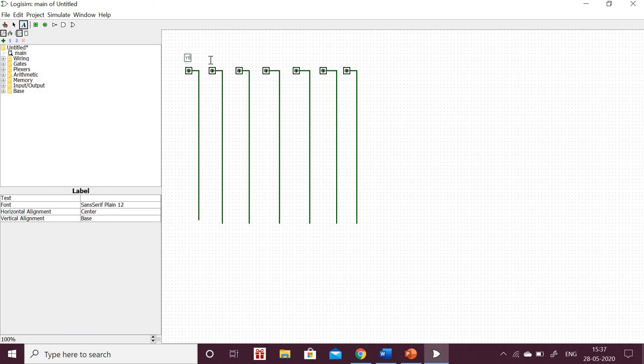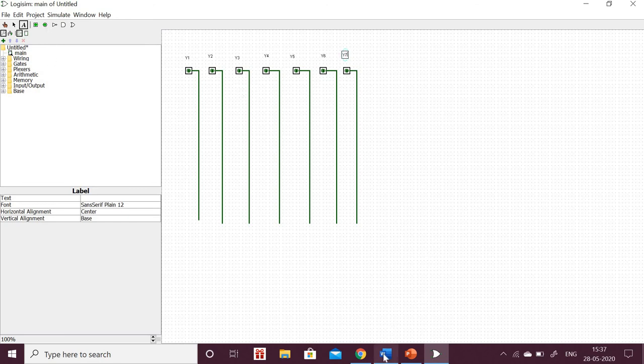This is y1, this is y2, y3, y4, y5, y6, y7. Now inputs are ready.